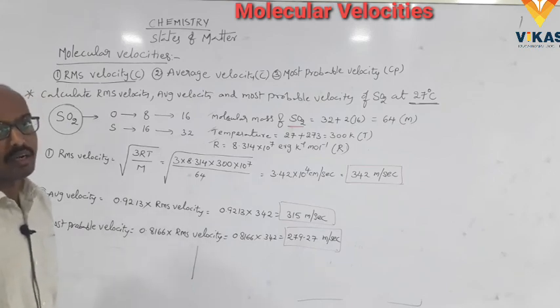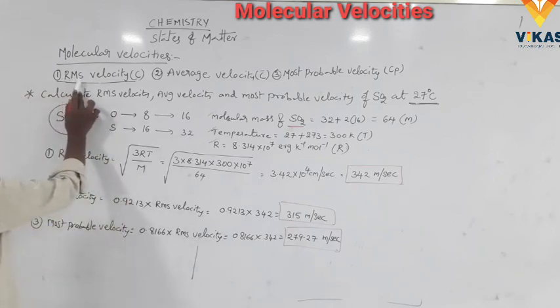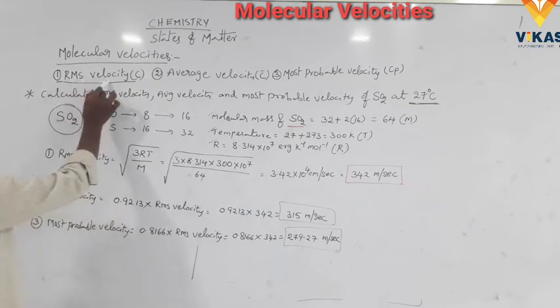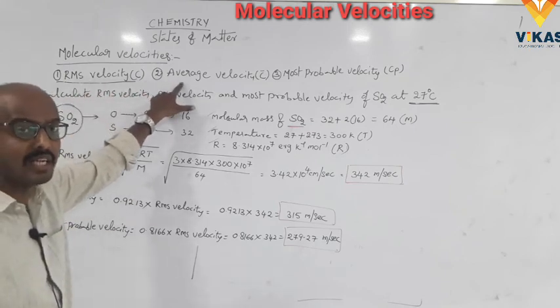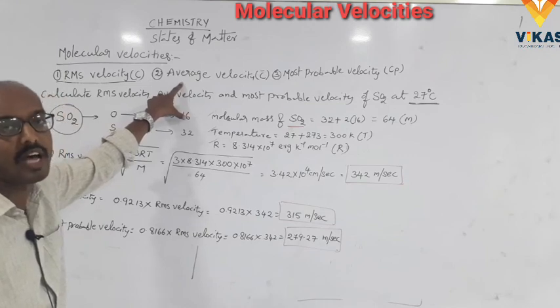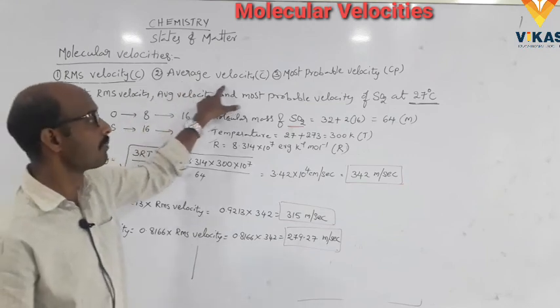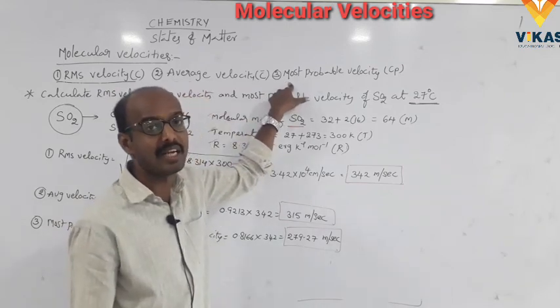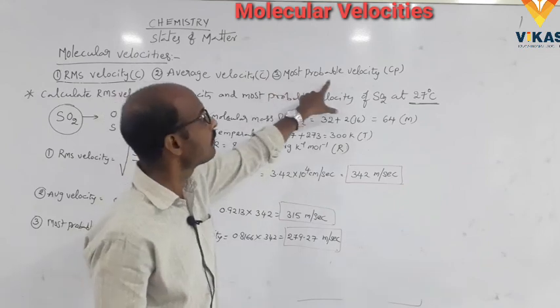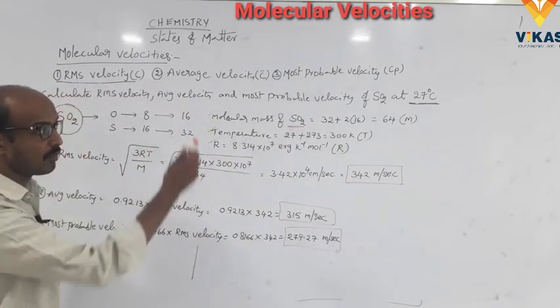What is the RMS velocity? It is the root of the mean of the squares of the velocities. R means root, M means mean, S means squares. So the root of the mean of the squares of the velocities of the molecules of a gas at any temperature is called RMS velocity. The average of the velocities of the gas molecules at any temperature is called average velocity. The velocity possessed by the maximum number of molecules of the gas at a given temperature is called most probable velocity. We saw these values and the relation.